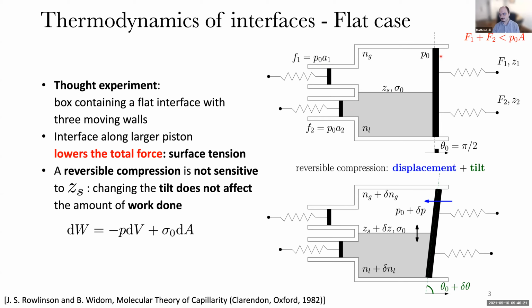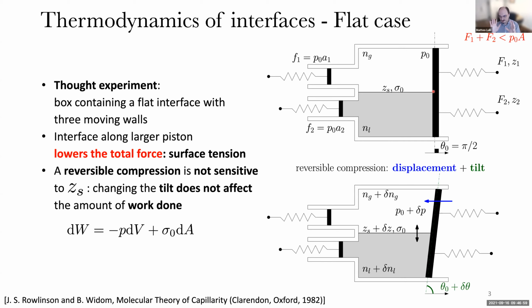Whereas the force exerted on the bigger piston that is connected to 2 separate springs is not going to be the same. The sum of the 2 forces, F1 and F2 of the 2 springs, is going to be less than P naught times the area. Why? Because the interface between the 2 phases is touching here. Of course, we need to imagine that this line also goes along the piston. And since there is tension there, it subtracts somehow. This is a very intuitive way of thinking about it. And this is because of the surface tension.